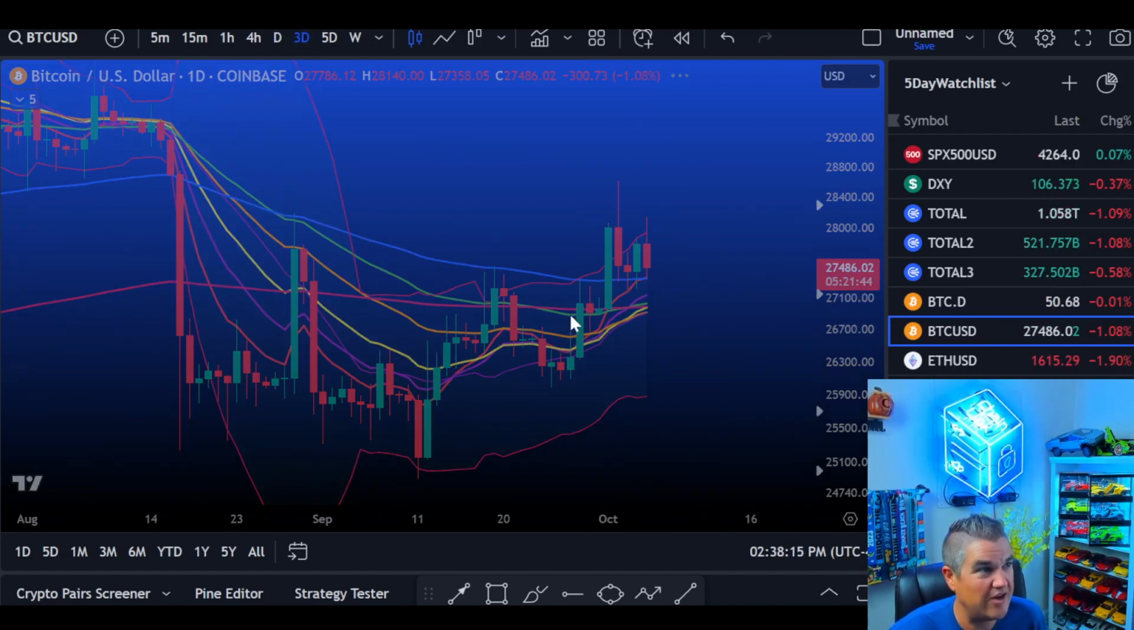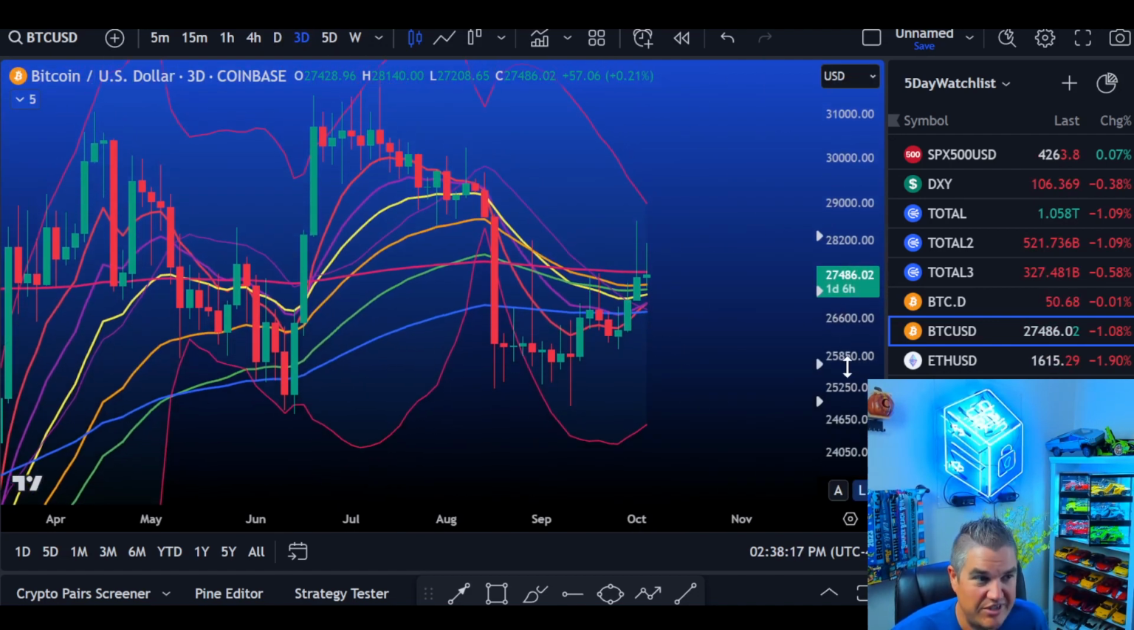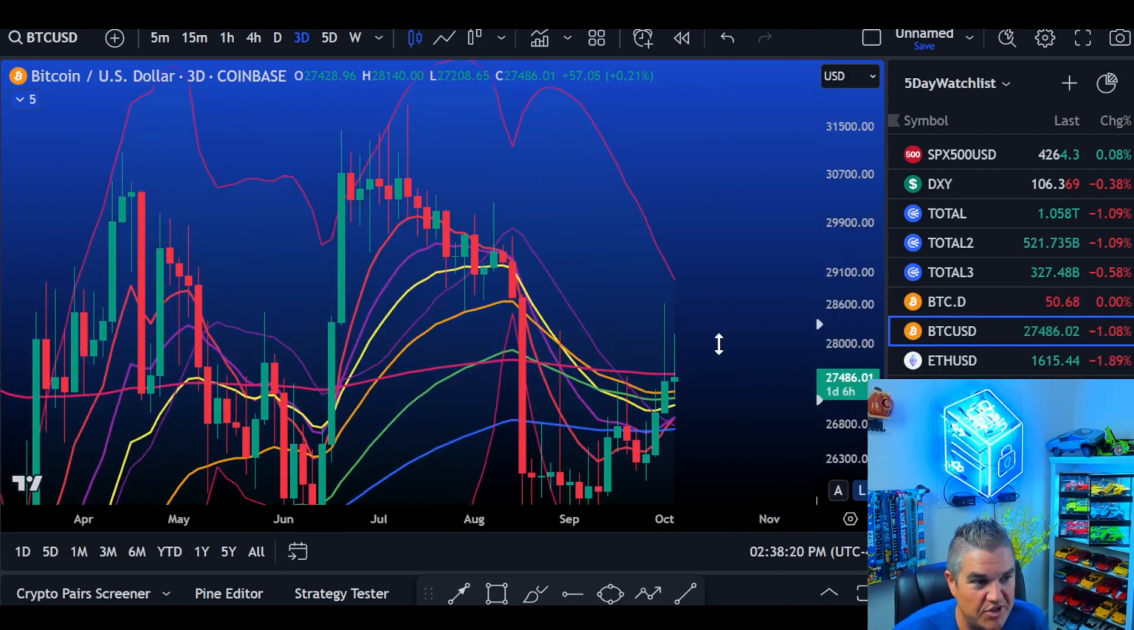Got it. All right, let's zoom out a little bit more to the 3-day. Now we start to get a little suspect. Look at these upper shadows.